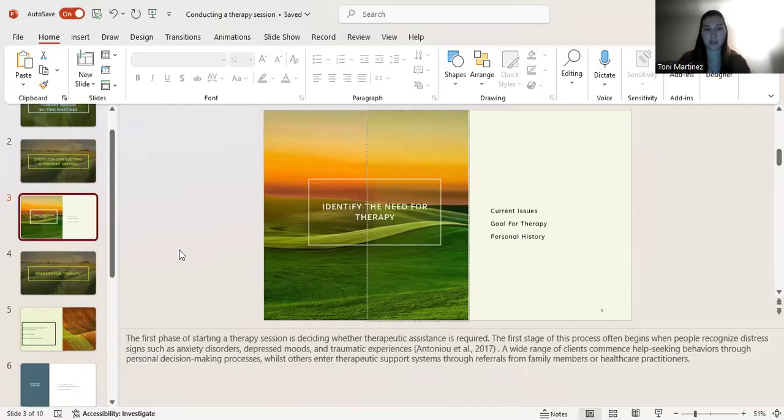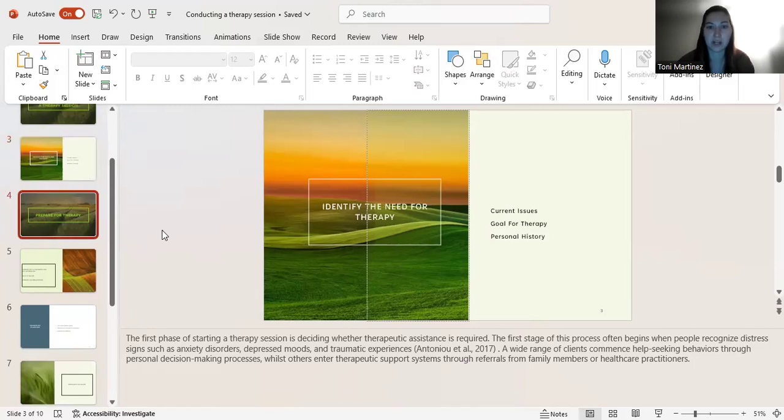That's going to be the first phase of starting a therapy session, and that's deciding whether therapeutic assistance is required for a person. This often begins when people recognize distress signs such as anxiety disorders, depressed moods, and traumatic experiences. A wide range of clients commence help seeking behaviors through personal decision making processes, while others enter the therapeutic support system through referrals from family members or healthcare practitioners. So, we really want to make sure that we're looking at any current issues that the client may have, what goals they are looking for, and also their personal history.